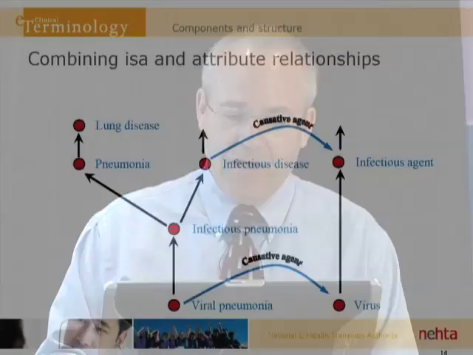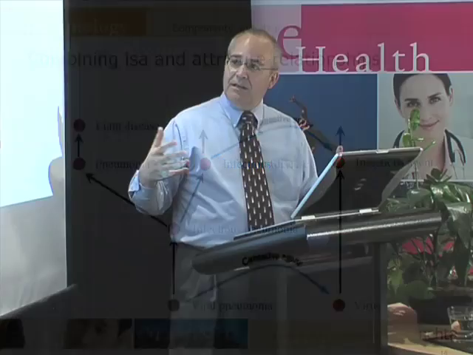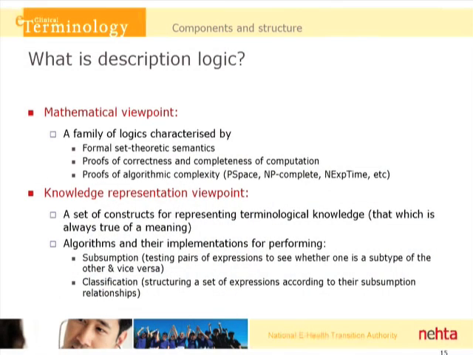So if we put the ISA relationships, which are sort of vertical, and the attribute value relationships, which are horizontal with these curved arrows, we have a single graph that shows the relationships between all of these different concepts. And of course, if you take all 320,000 SNOMED concepts and almost 1 million relationships, it will form a huge graph that you can't put on a single sheet of paper, but it's all organized in this fashion. The way it's organized is according to the principles of what's called description logic. So let's say a little bit about what is description logic.